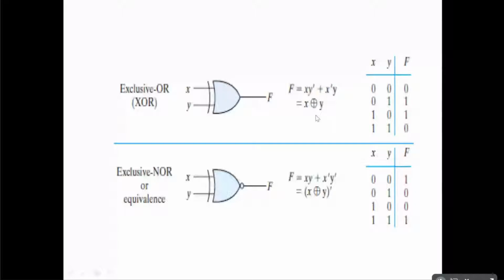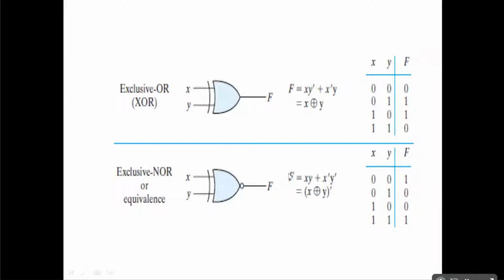For these special gates, if we apply 0, 0 as input, we get 0 as output. Then 0, 1 as input means we get 1 as output. Then 1, 0 means we get 1 as output. Then 1, 1 means we get 0 as output.